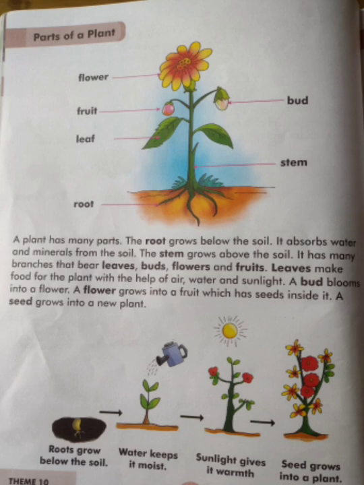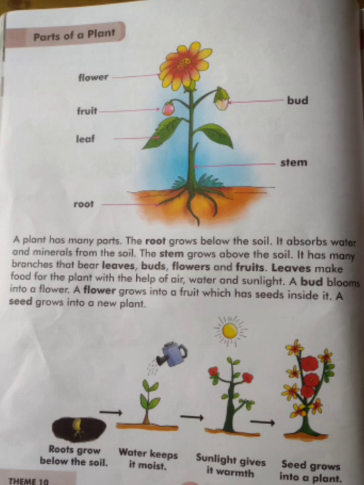And the stem grows above the soil. See, this is a stem and it is going to grow above the soil, and it has many branches. See the branches of the stem: leaf, fruit, flower and bud. All these are the branches of the stem.